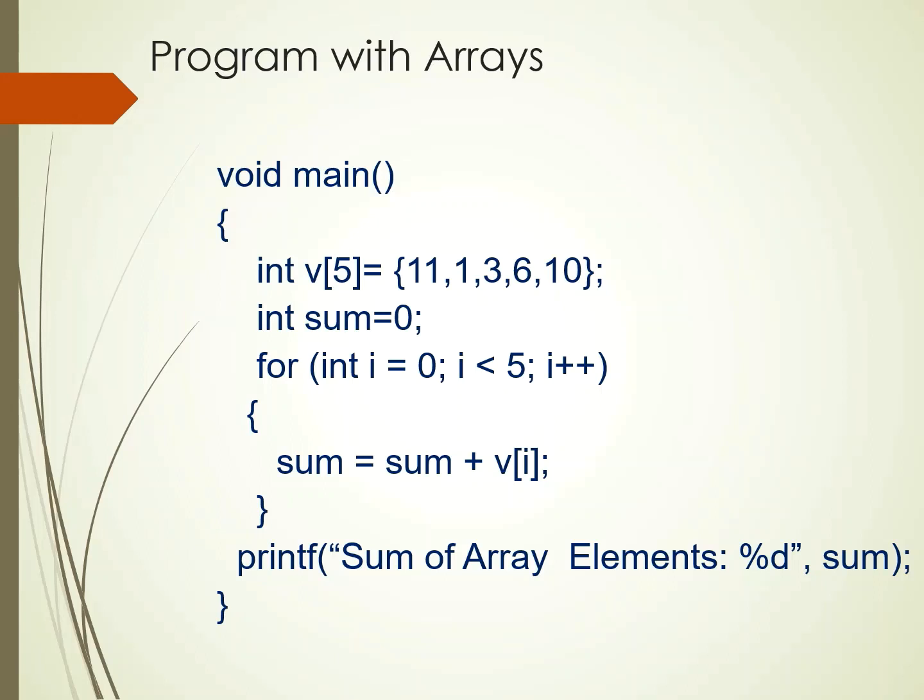That means if we have 25 or 50 or 100 data items, we can make use of the notation v of I, and a loop may be used for changing the value of I from 0 to n minus 1.